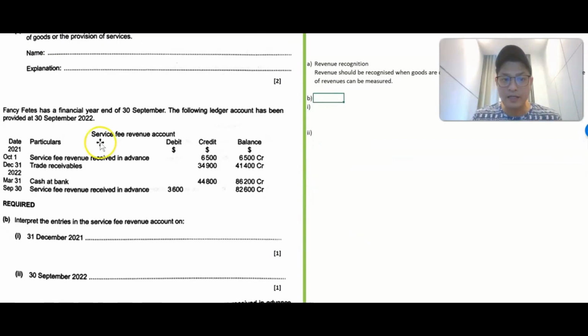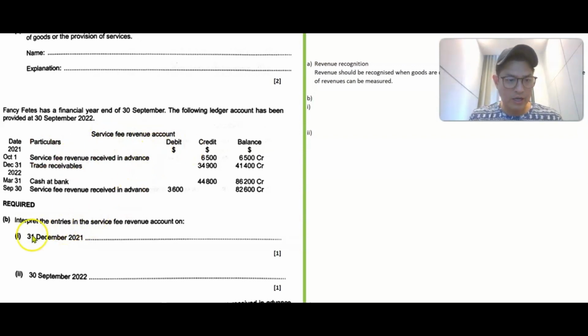Now part B, their revenue account is a service fee revenue account, and there are some activities here, and just bear in mind that their financial year end is 30th September. So if you look at this date, 2021, 1st of October, that's the first day of the financial year 2021. So let's look at what the first part of this question wants. Interpret the entries in the service revenue account.